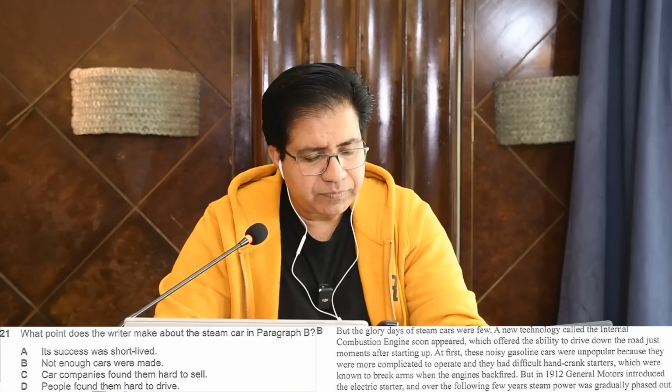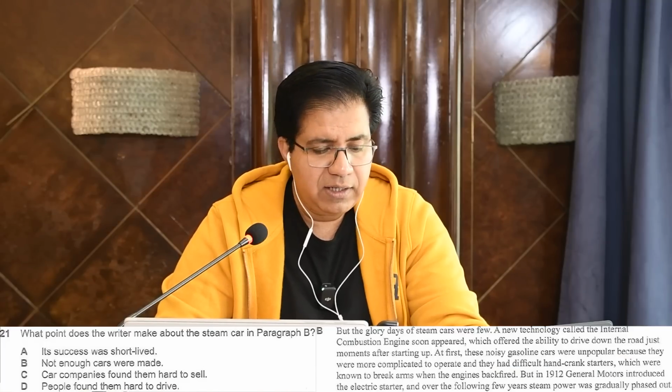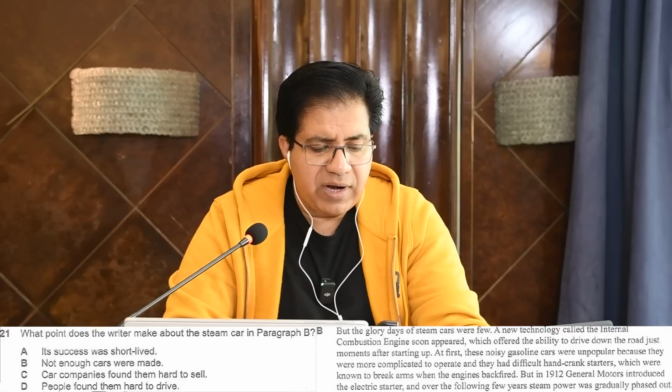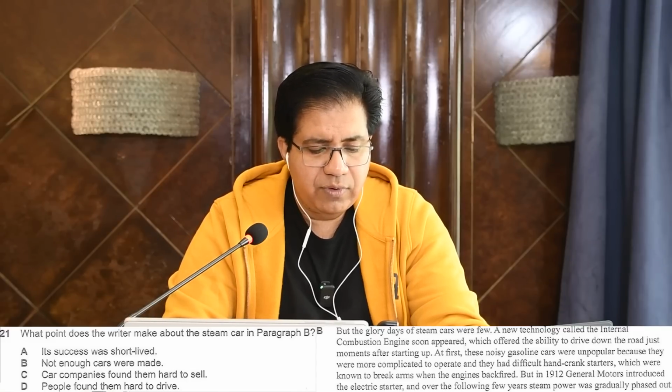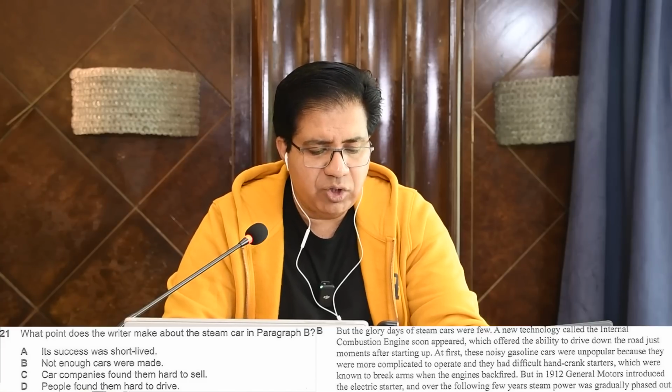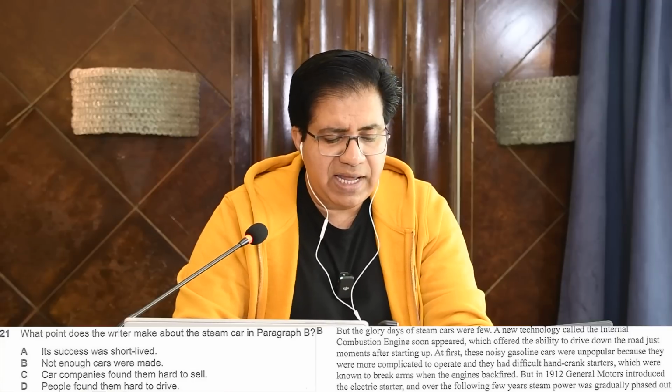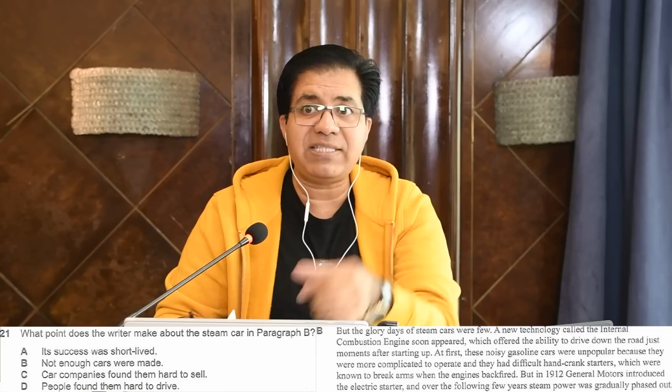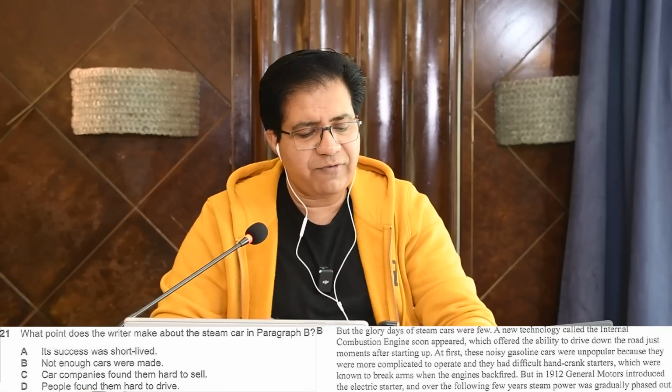Question number 21. What point does the writer make about the steam car in paragraph B? Now the subject is steam car, writer's point in paragraph B. Everyone, please come to paragraph B. I'm going to read it from the beginning. Okay. But the glory days of steam cars were few. A new technology called the internal combustion engine soon appeared, which offered the ability to drive. So what happened? Glory days of steam cars were few. Keep this in mind.